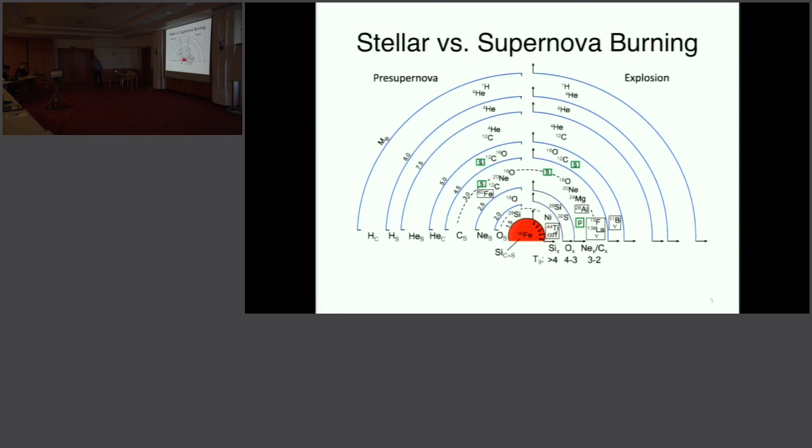The shock goes through it. It burns some of that silicon layer, so what was silicon is now nickel. It's also where the titanium-44 is produced. In that oxygen layer, you produce some silicon and sulfur.